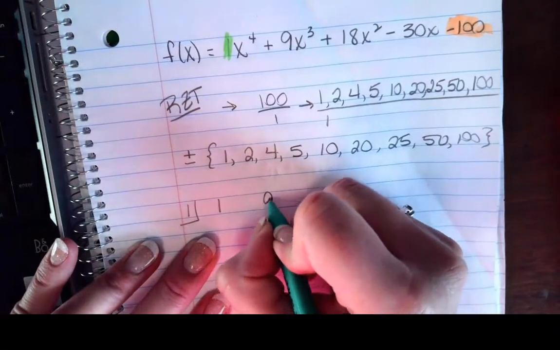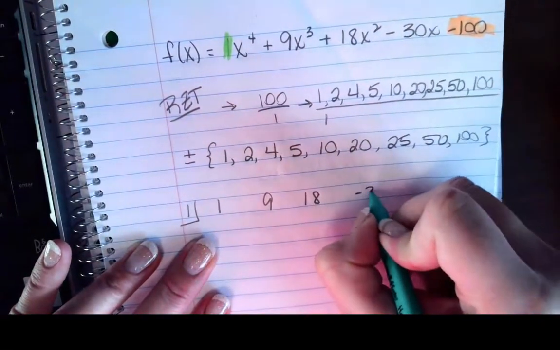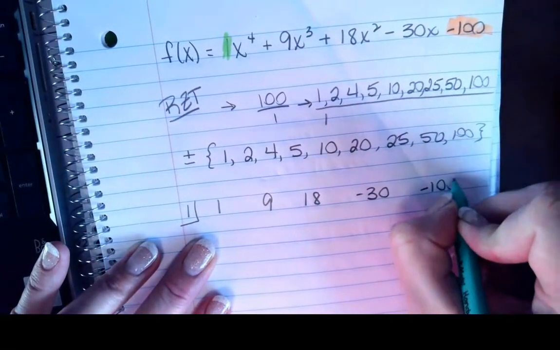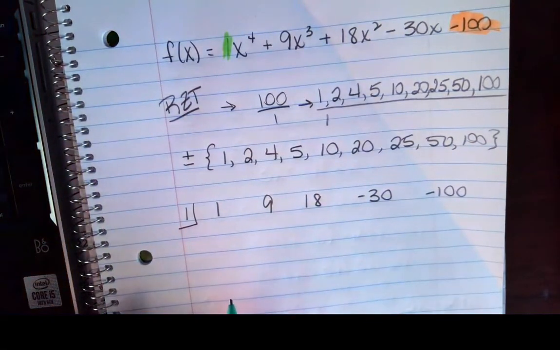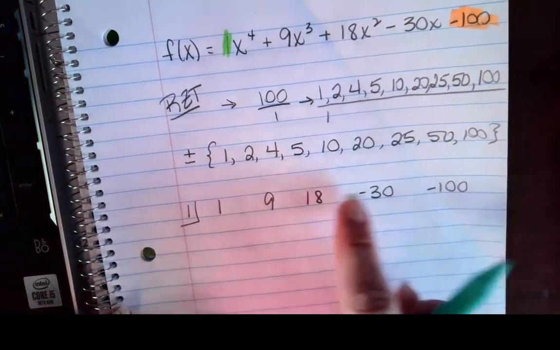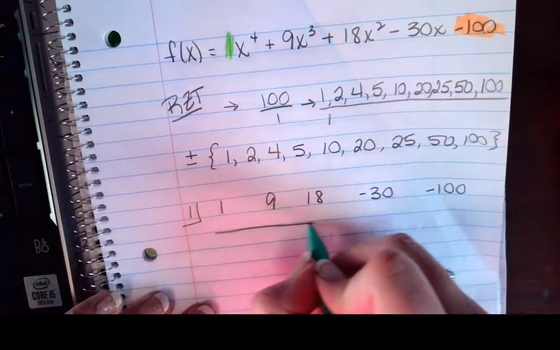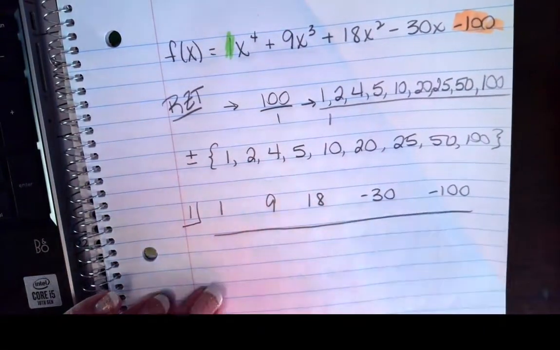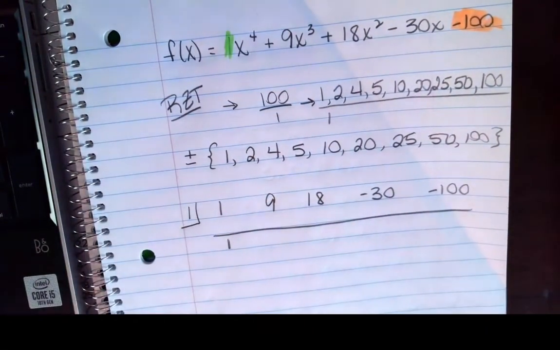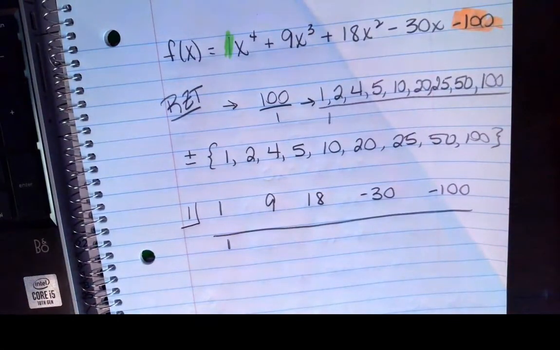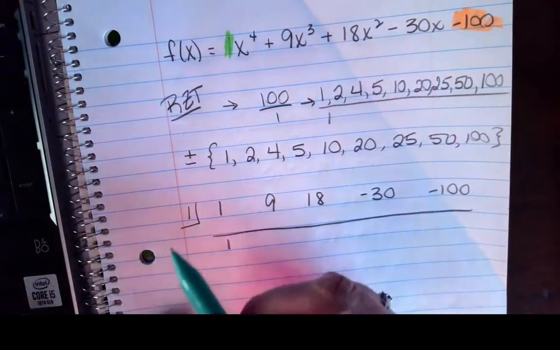So 1, 9, 18, negative 30, and negative 100. I had to pause. 4, 3, 2, 1, 0. All right. So I'm looking for zeros at the end, and I have not cheated. I have not used my graphing calculator, so I don't know what the solution is. So I'm doing how you would do it. I am just setting it up and seeing if I can find an answer.